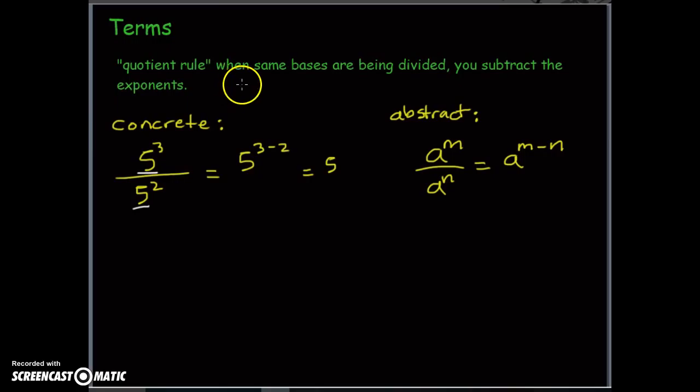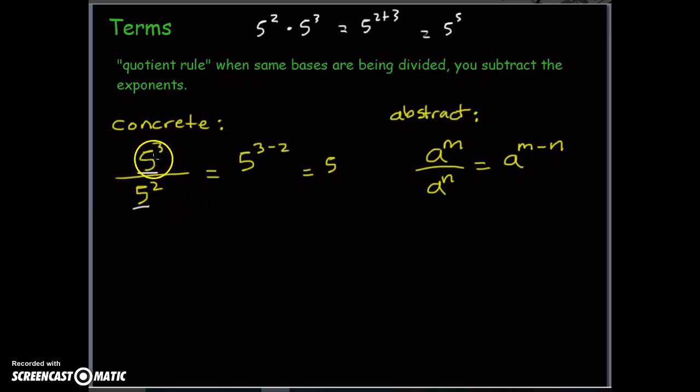The quotient rule is when same bases are being divided, you can subtract the exponents. So if you can recall what we did in the previous lesson with the product rule, when same bases were being multiplied, we added the exponents. When same bases are being divided, like in our two examples here, we're going to do the opposite, and we're going to subtract the exponents.